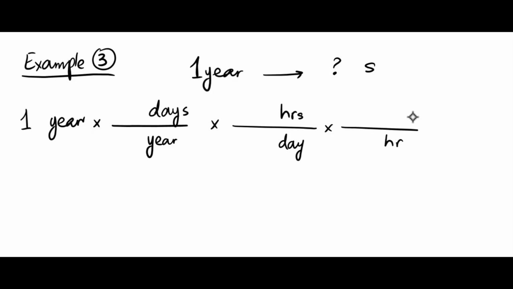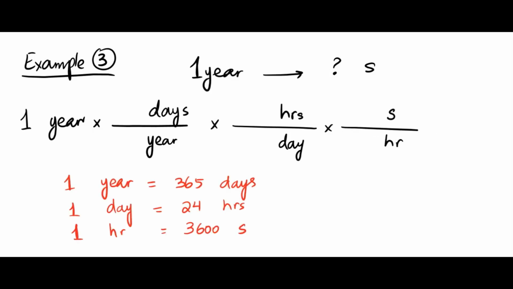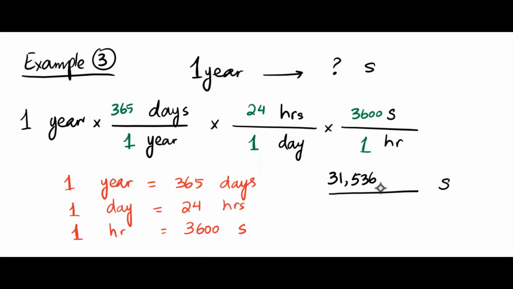So let's write down the conversion factors. And the rest is again plugging in the conversion factors to figure out how many seconds are in 1 year. And just multiplying the top numbers, I get my final answer in seconds.